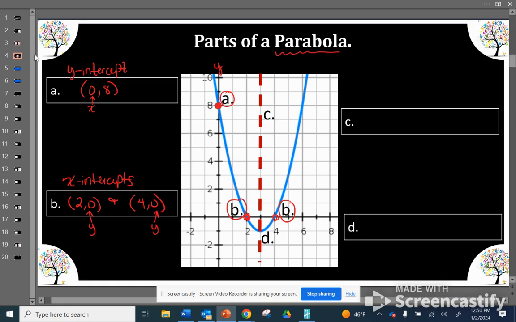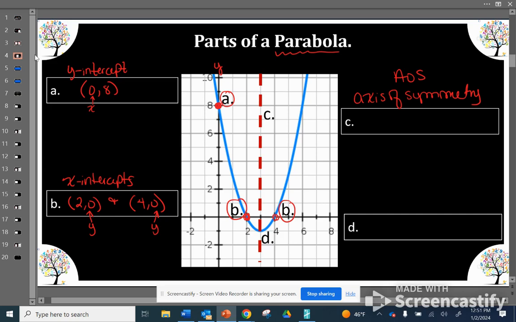Then we have C, this vertical line. This splits our parabola into 2 mirroring parts. It is symmetrical about our axis of symmetry. So the axis of symmetry, also we call it the AOS, is a line, and we can't just put a value.